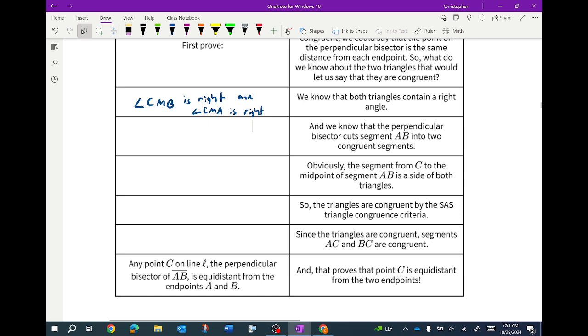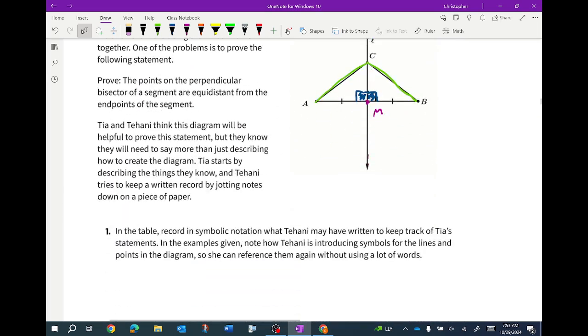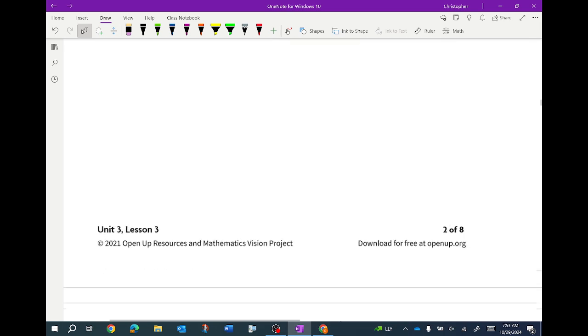We know that the perpendicular bisector cuts the segment AB into two congruent segments. So we have the midpoint splitting this big segment into two equal parts. So we have two sides that are equal. So AM and MB are going to be equal.